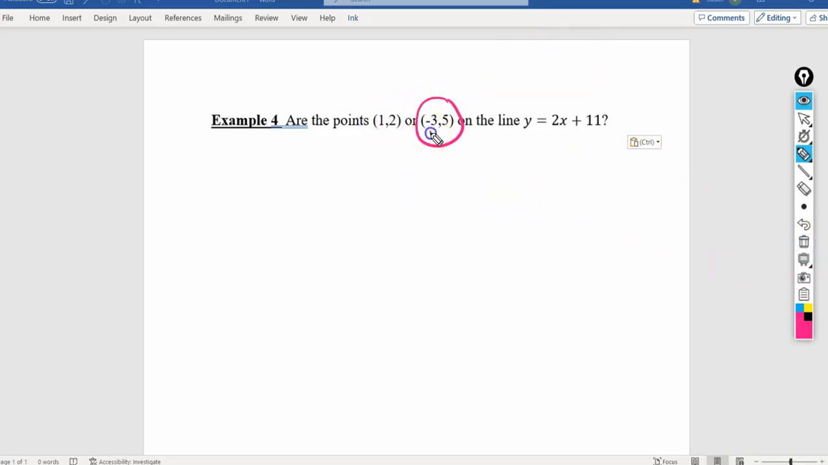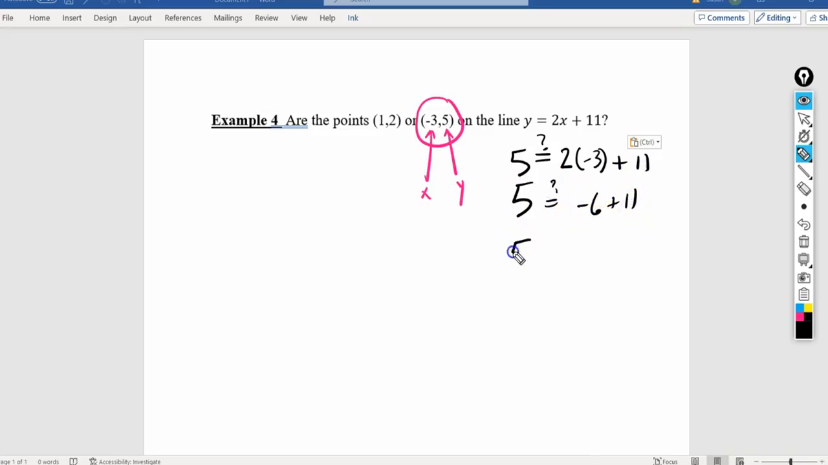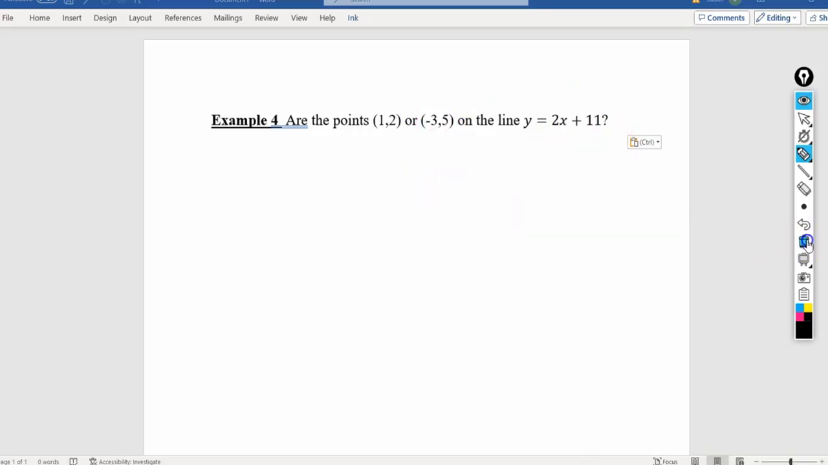Now, what about this point? Again, that will be your x value. That will be your y value. And if you plug it into this equation and it's true, then that point is on the graph. So over here we have y is -3. Will that be equal to 2 times, oh, sorry, y is not -3. Y is 5. And will that be equal to 2 times our x value, which is -3, plus 11. And this is -6 plus 11, which is +5. And so yes, when I plug it into the equation, I get a true statement. And so yes, that point is on the line.